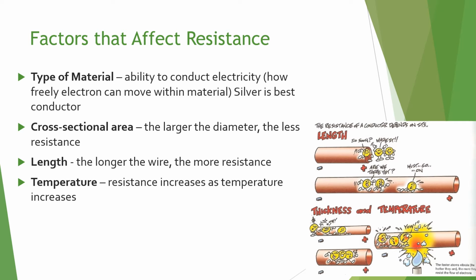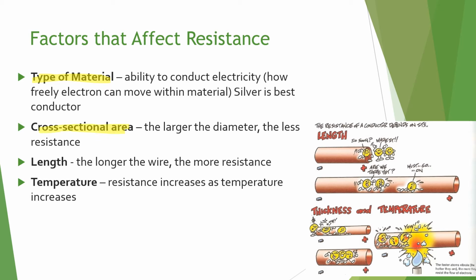Okay, so there are different factors that affect resistance in a circuit. So number one is type of material, the ability to conduct electricity, or how freely electrons can move within the material. Silver is a good conductor. So the type of material is definitely going to affect resistance. If you're using a very good conductor, so say silver or copper wires, then that is going to decrease the resistance. But if you were to use a material or substance that's not the best at conducting electricity, that's going to slow the flow of electrons.